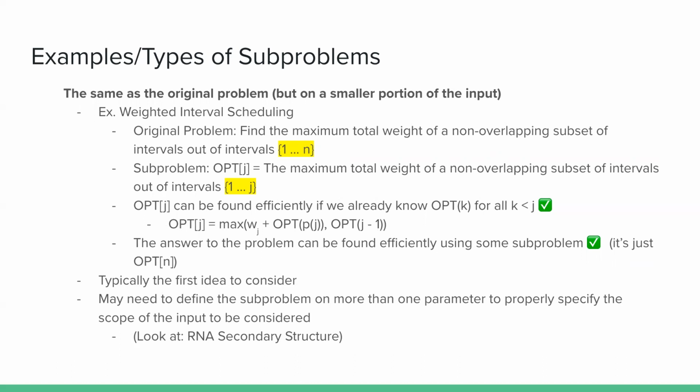So opt of j can be thought of as the max of, well, if I take this interval, I can't take anything that overlaps with it. So it's the value of this one, and then the optimal value of the previous one that's non-overlapping. Or if I didn't take this interval, then I have the exact same solution that I had one interval ago, so it's opt of j minus 1. Hopefully we remember weighted interval scheduling from lecture, and this makes sense. And then we just use the answer to the subproblem to compute the actual optimal solution. So we just say opt of n, because the optimal subset of intervals from 1 up to n gives us the value that we're looking for.